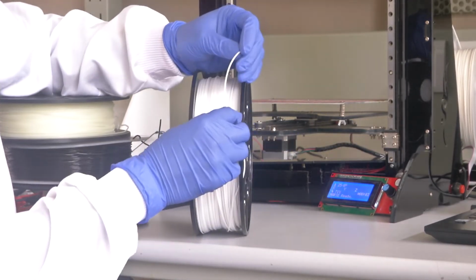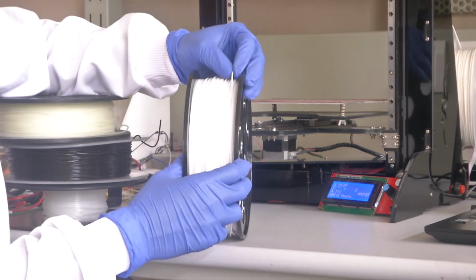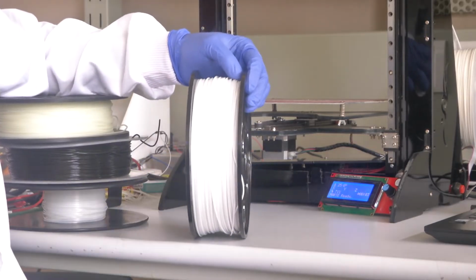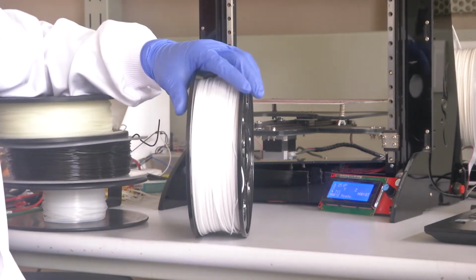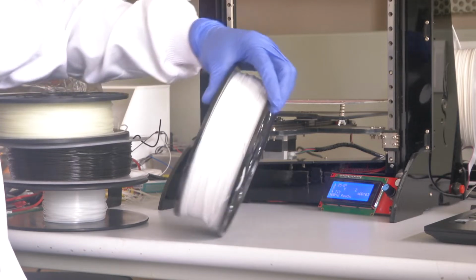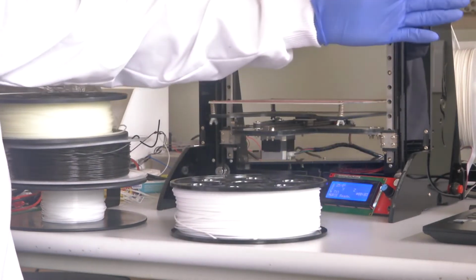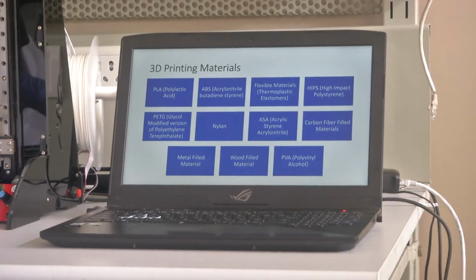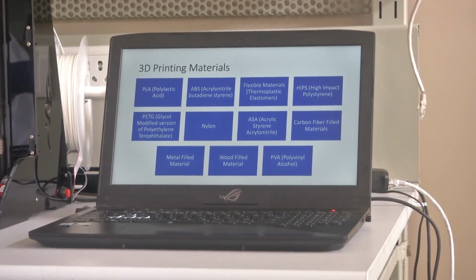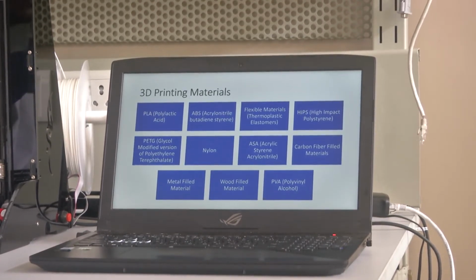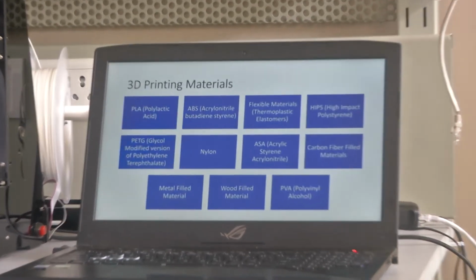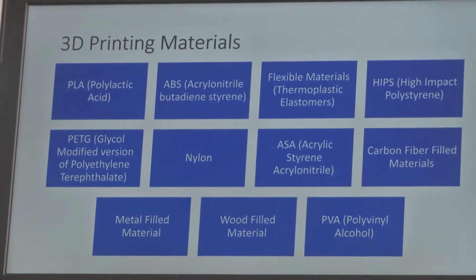So using this nylon material, we can print objects like gears for a gearbox, etc. And next is ASA, acrylonitrile styrene acrylate, that is also not widely used. The next one is carbon fiber filled materials.